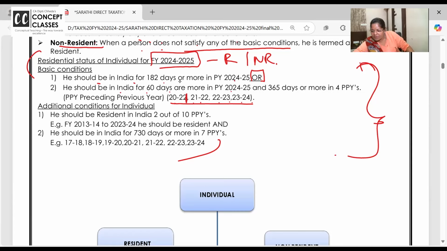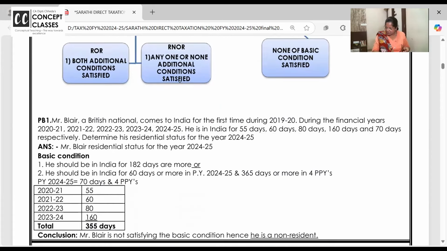1 minute. I'm trying my best not to have any printing mistakes. Still, if it is there, please give me 2 minutes time. I'll also note down so that we can do the picture.